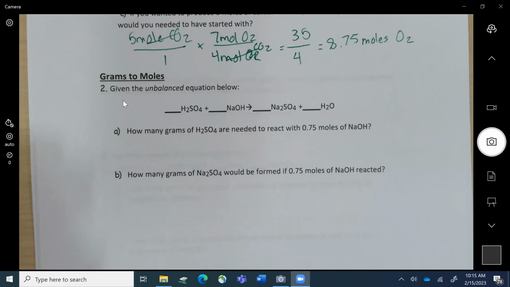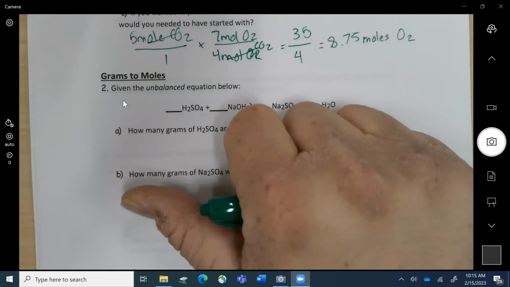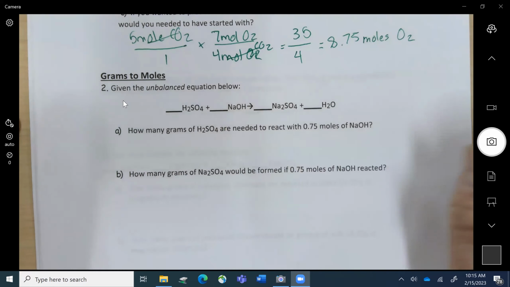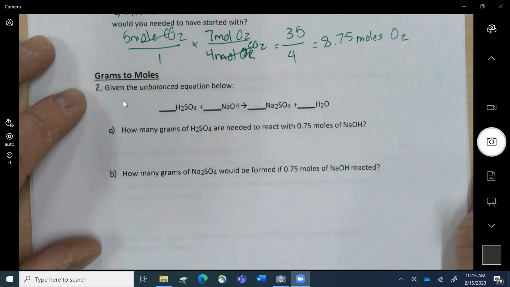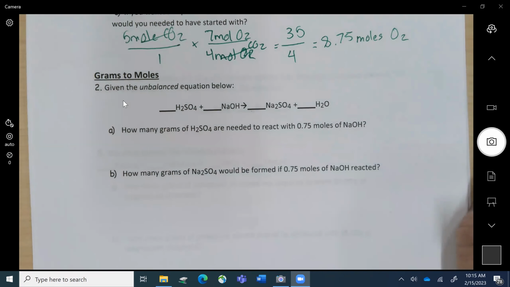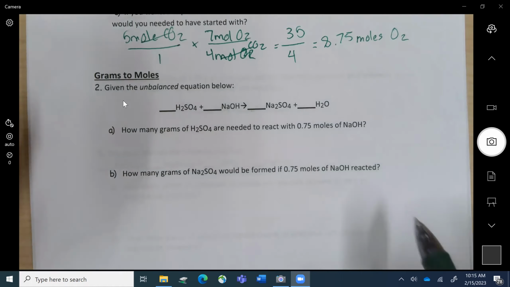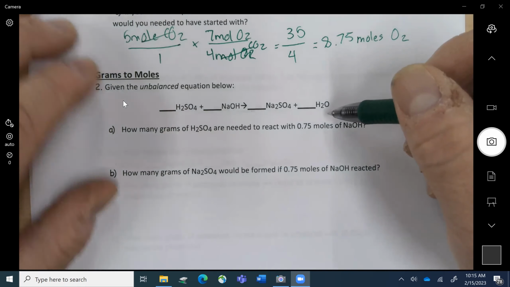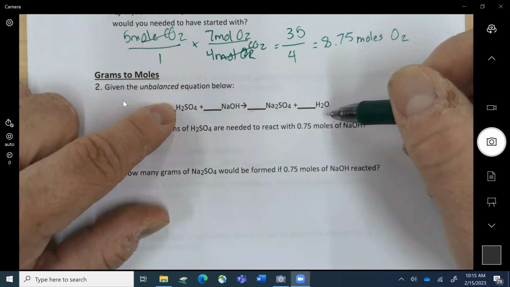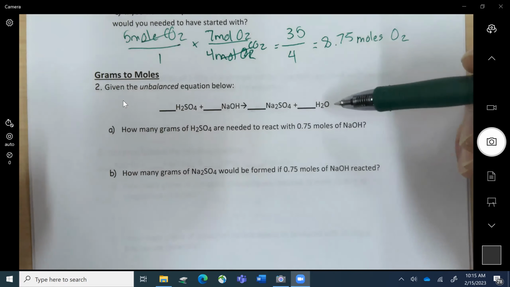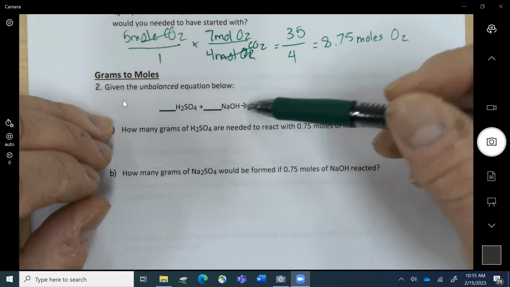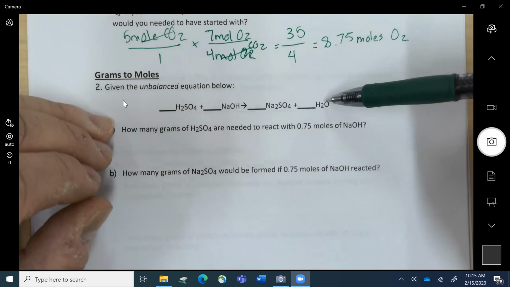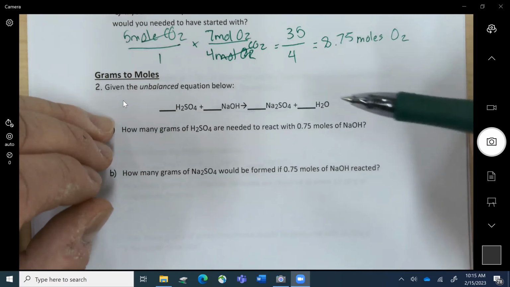Grams to moles. All right, so is there only 2 of these? All right, yeah, there is. Okay. So I'll do one, you guys do the other. Given the unbalanced chemical equation, we got to balance this thing. Okay, so 2 hydrogen, 3. Okay, so SO4, there's only 1, but there's 2 sodium, 2. Okay, yeah, this is easy to balance.